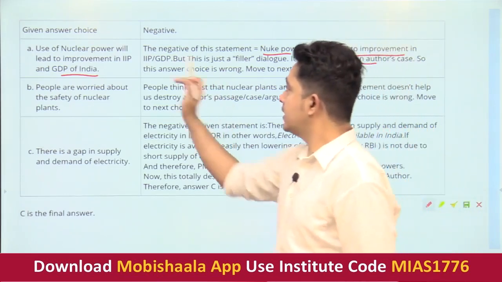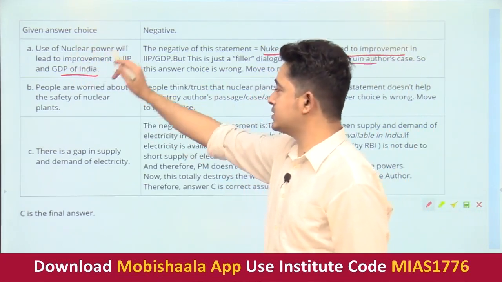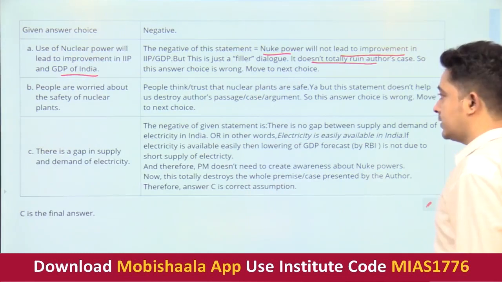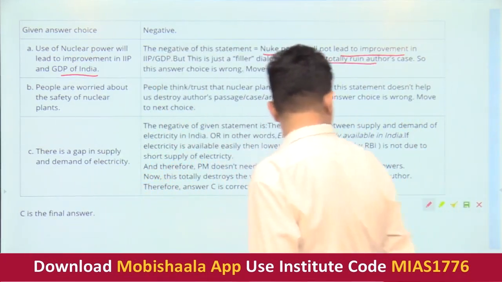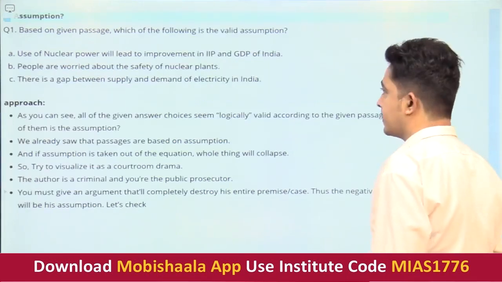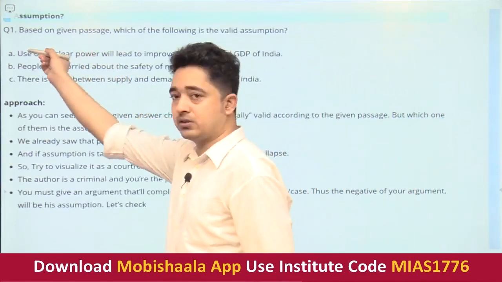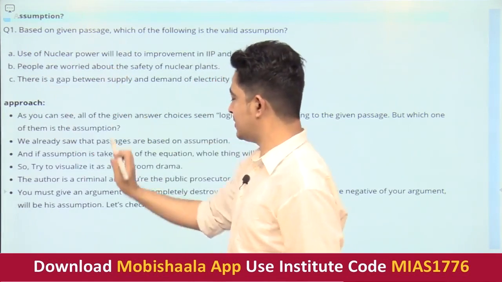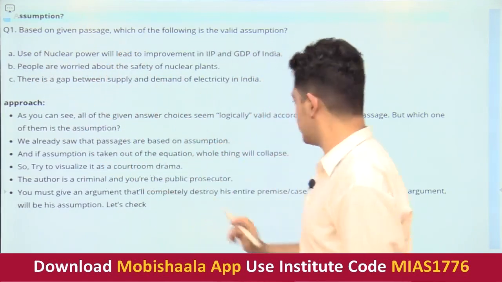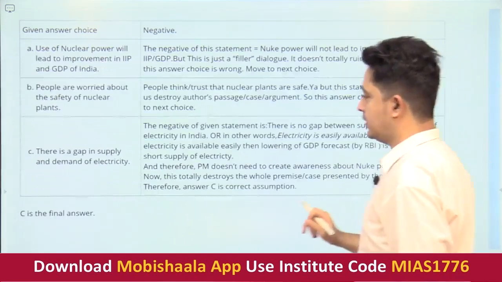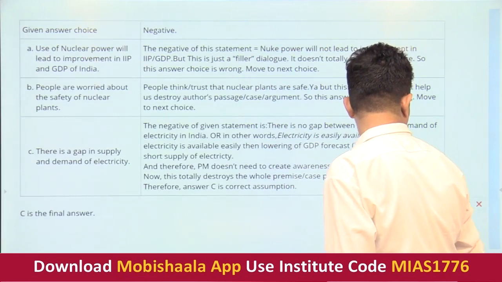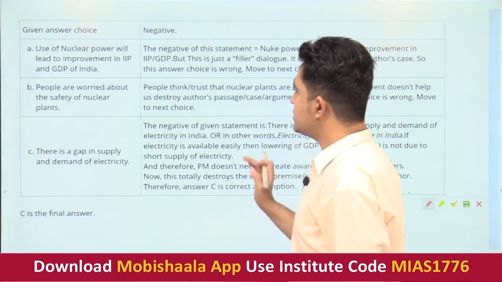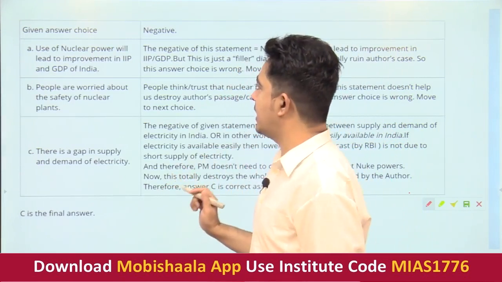Here is the use of nuclear power. Here are the options. I have mentioned the options here. See, A, B, C, there are three options here. I have just mentioned how you will deal with the options. Now, use of nuclear power will lead to improvement in IIP and GDP of India.